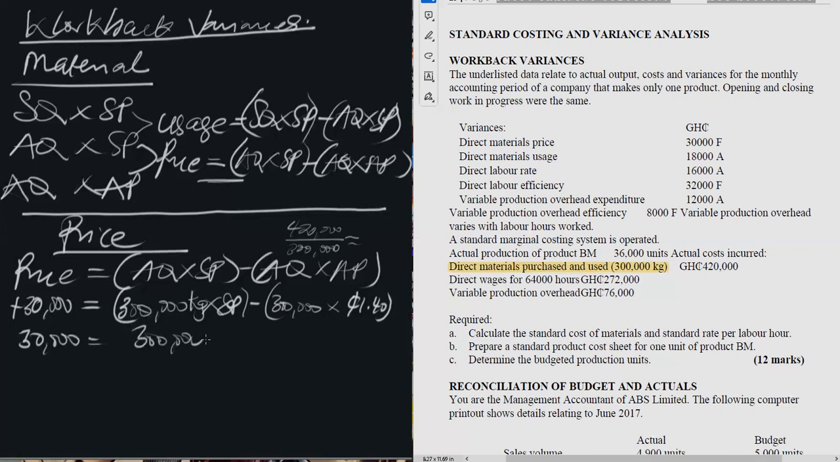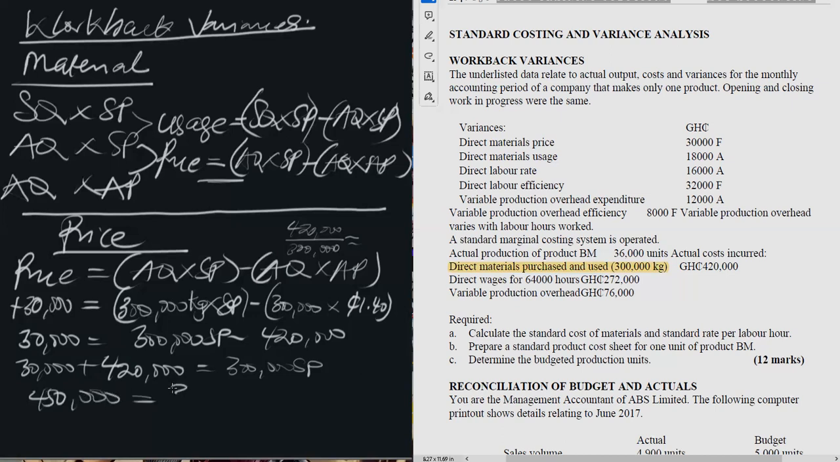300,000 SP minus 420,000, because this gives us 420, right? So now that we've done this, we can group like terms. So we end up having 30,000 plus the 420 must flip over the equal sign. So this plus this gives us what? 300,000 standard price, not so? So in that case, this ends up giving us 450,000 equals what?